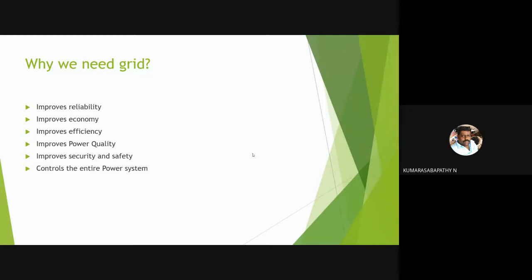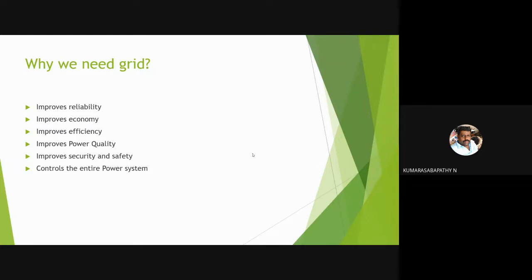So by introducing a grid, it improves the reliability of the power system. It improves economy and efficiency. It provides better power quality, improves security and safety in the power system, and you can easily control your entire power station.